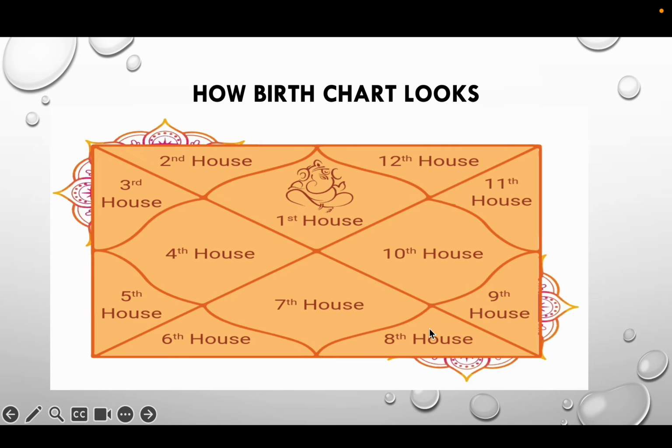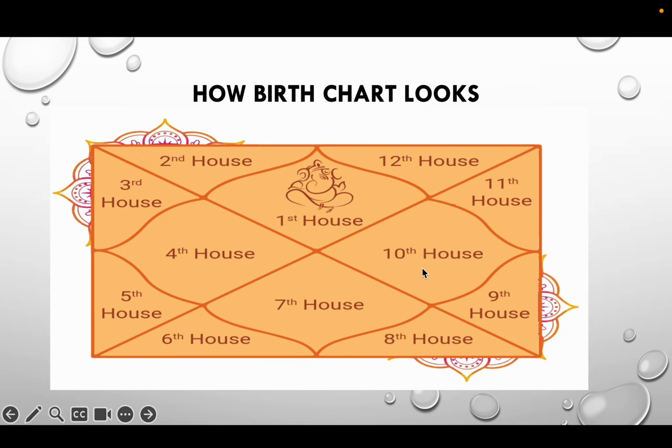The eighth house represents death. Sudden changes in your life can be seen with the eighth house. It's also called the house of spirituality. The ninth house represents your father, elderly figures like gurus and teachers, and your long travel can be seen from the ninth house.